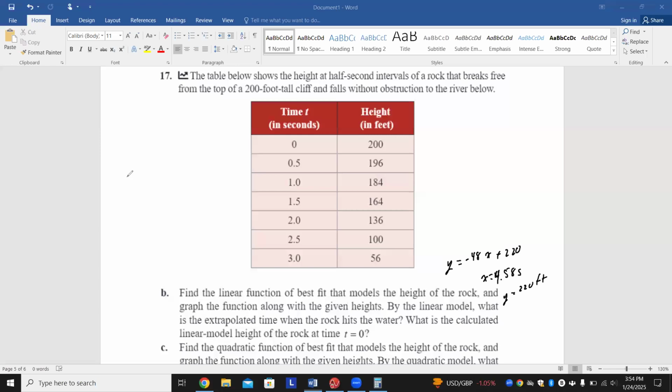And I wrote that down earlier as well. So we're going to have to go back and forth. So that'd be y equals negative 16x squared plus 200. Do the same process. When would it hit the ground?